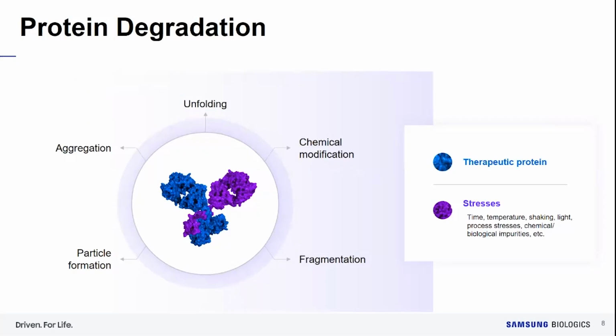But let's take a step back for a moment and consider all of the various degradation pathways for a protein, such as aggregation, particle formation, chemical degradation, fragmentation, and the list goes on. These occur over time at different temperatures, under different conditions, such as shaking, light exposure, and exposure to different impurities. So the sooner we learn about some of the molecule liabilities, the better the team is able to select an appropriate molecule to move forward into development.